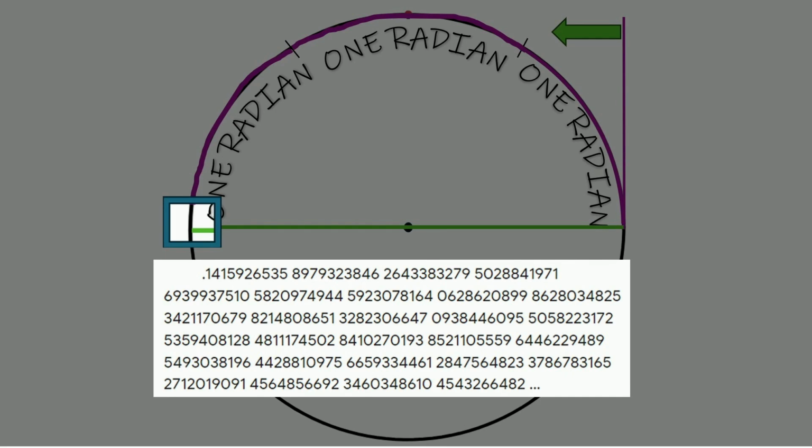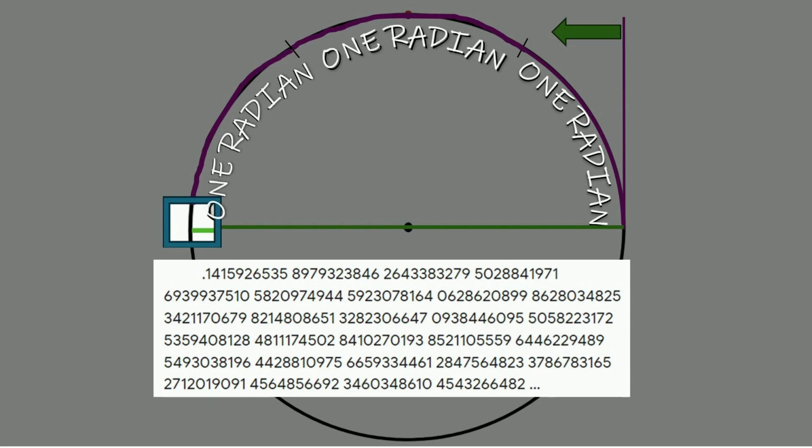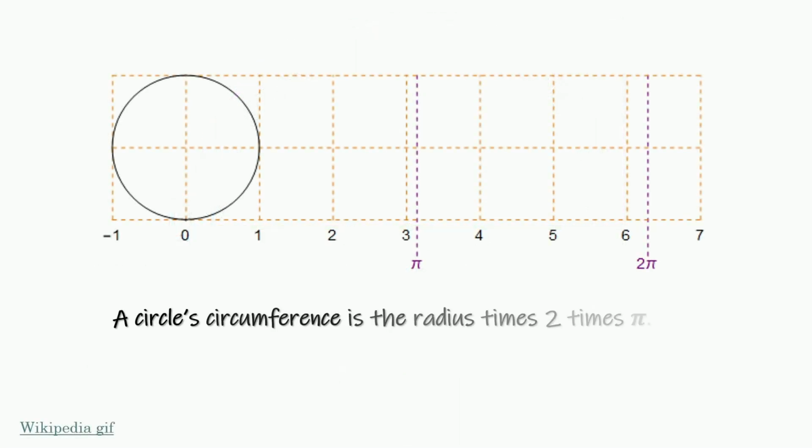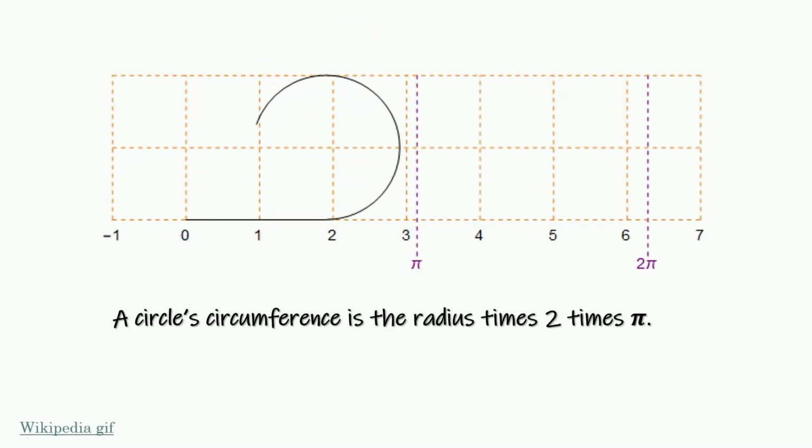I'll stop. You get the idea, right? So 1 radian, 2 radians, 3 radians almost make half of a circle. In fact, it's 6 plus a little extra. It's 2 pi times the radius that is the circumference.